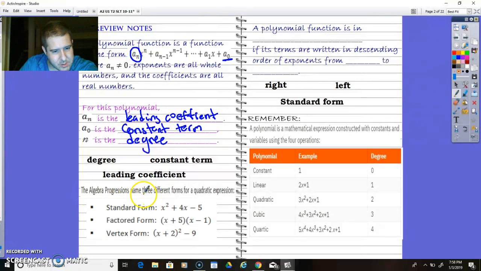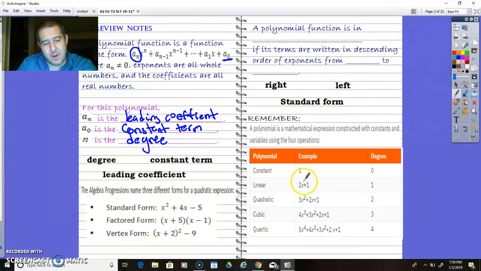So these are the three ways that you've seen already for quadratics. We have standard form, factored form, and vertex form. And you've already studied what each one is used for and how they are each helpful. Three different ways of writing the same quadratic equation. A polynomial function is in standard form if it's written in descending order from greatest to least, I'm sorry, descending from left to right. So it's greatest to least from left to right.